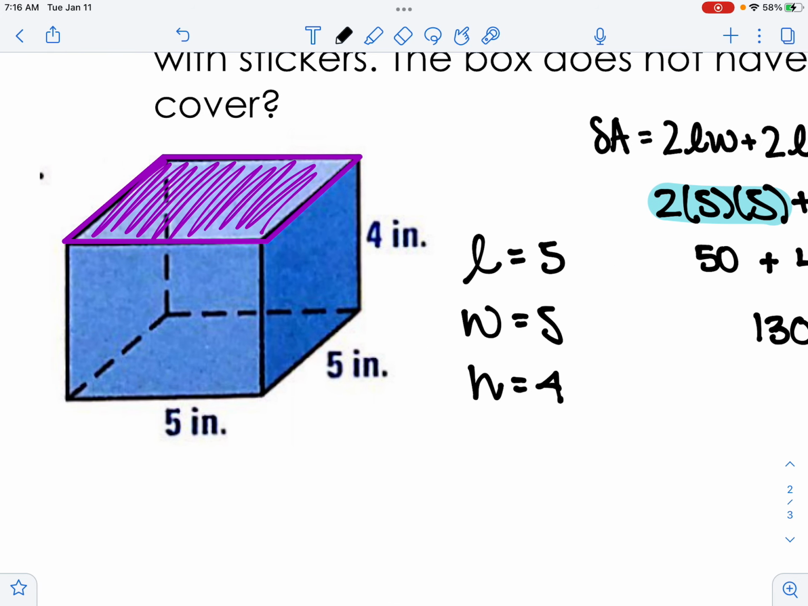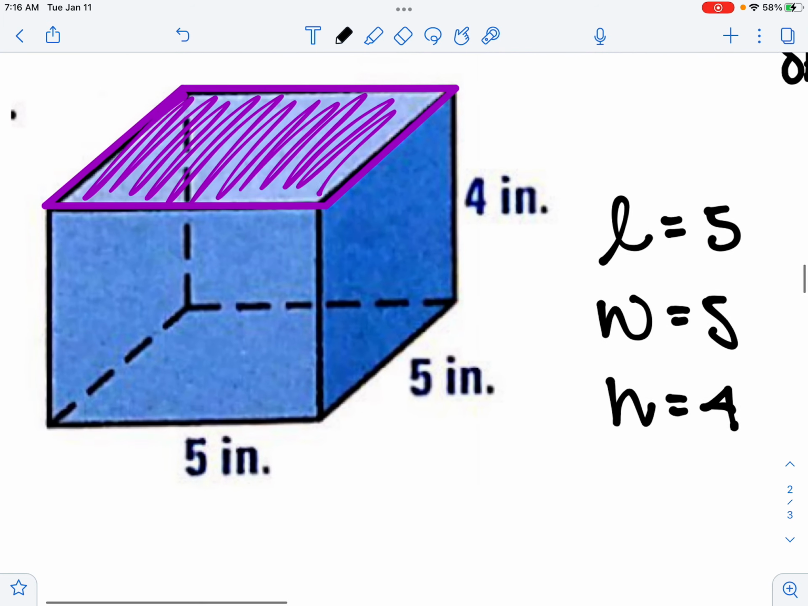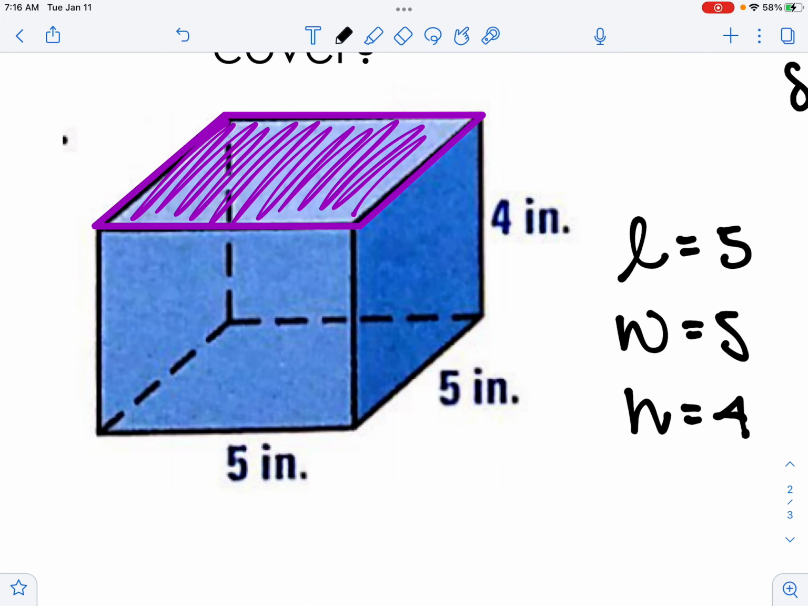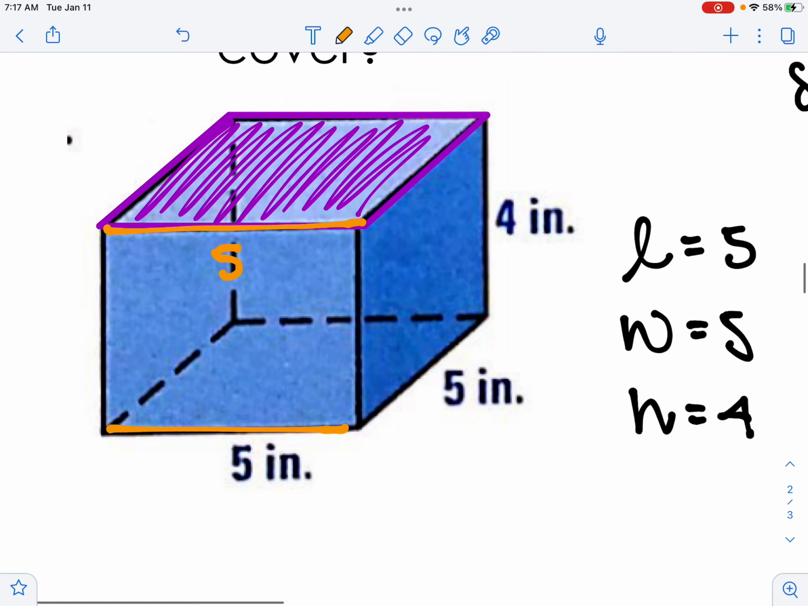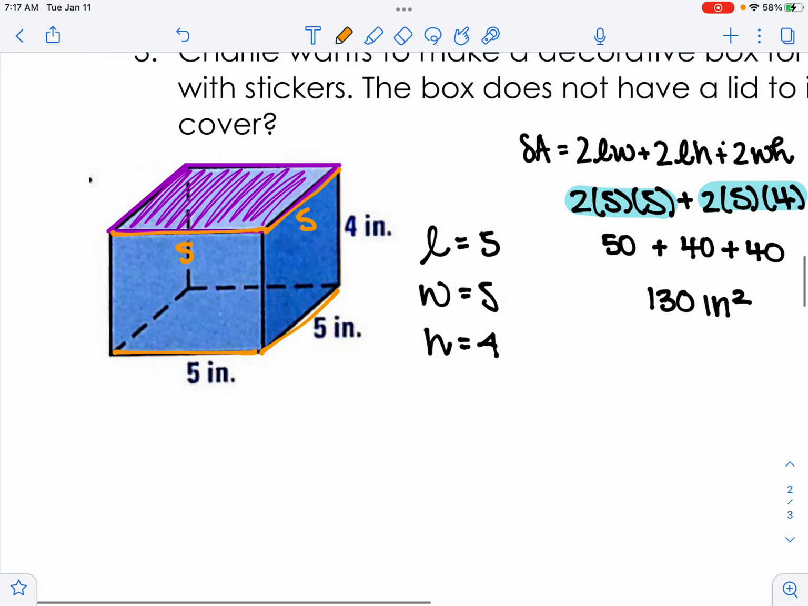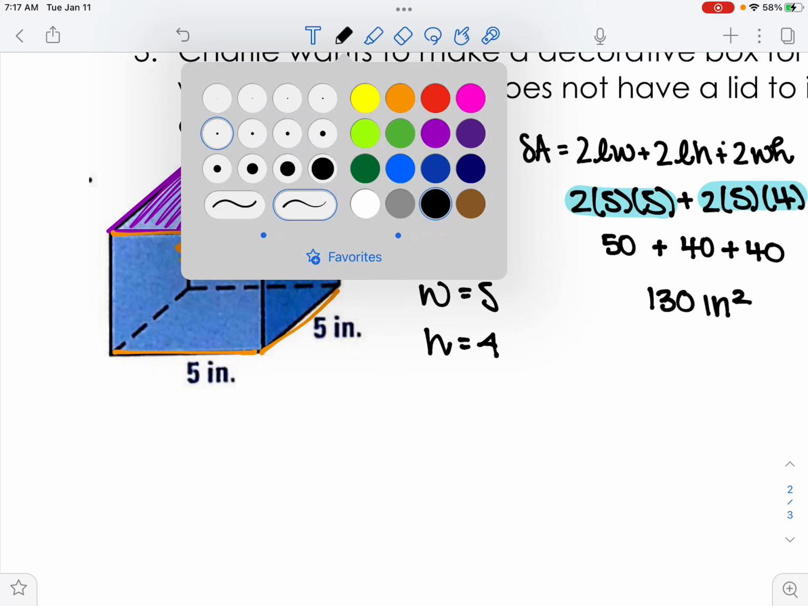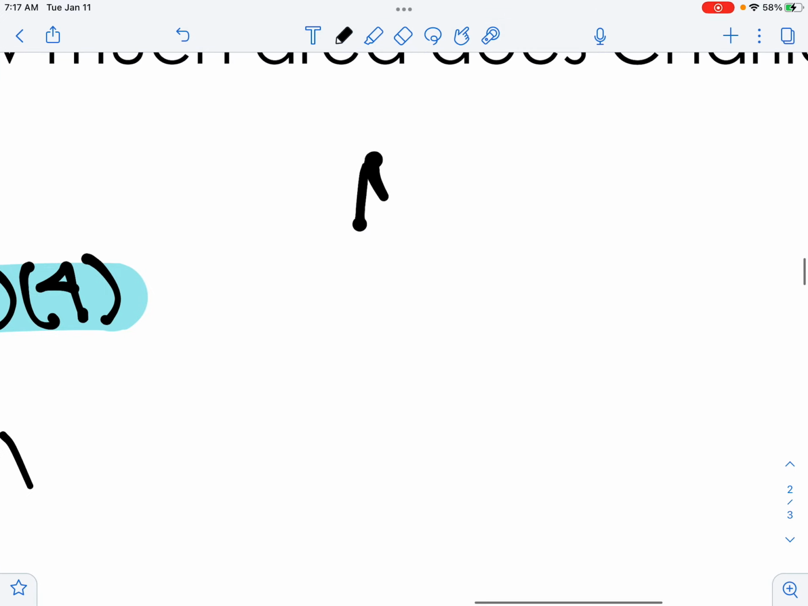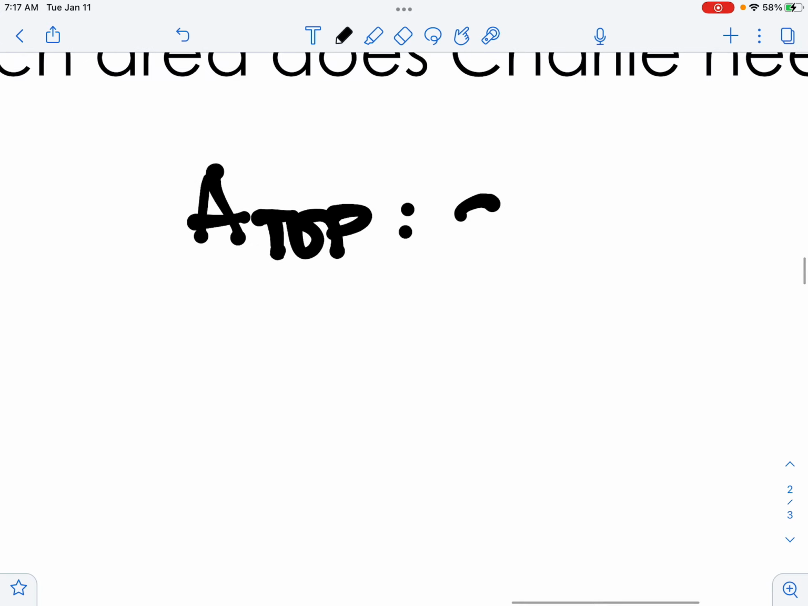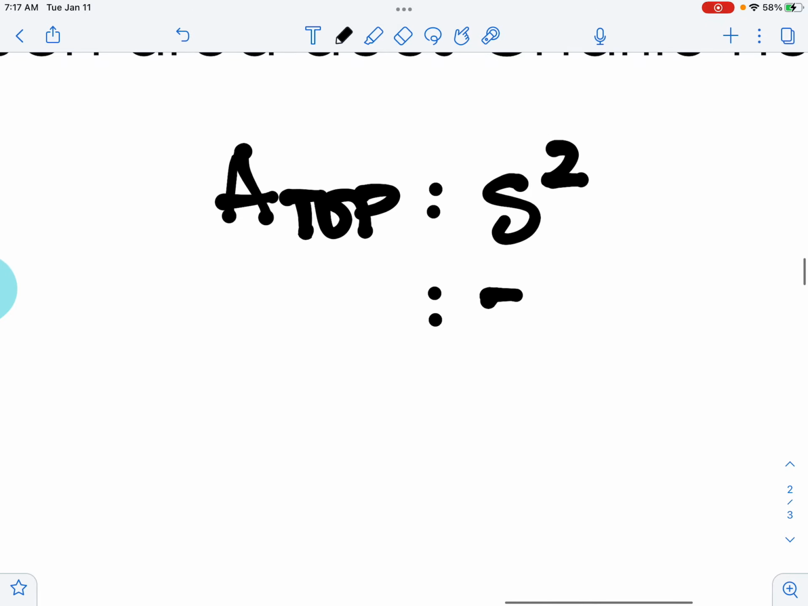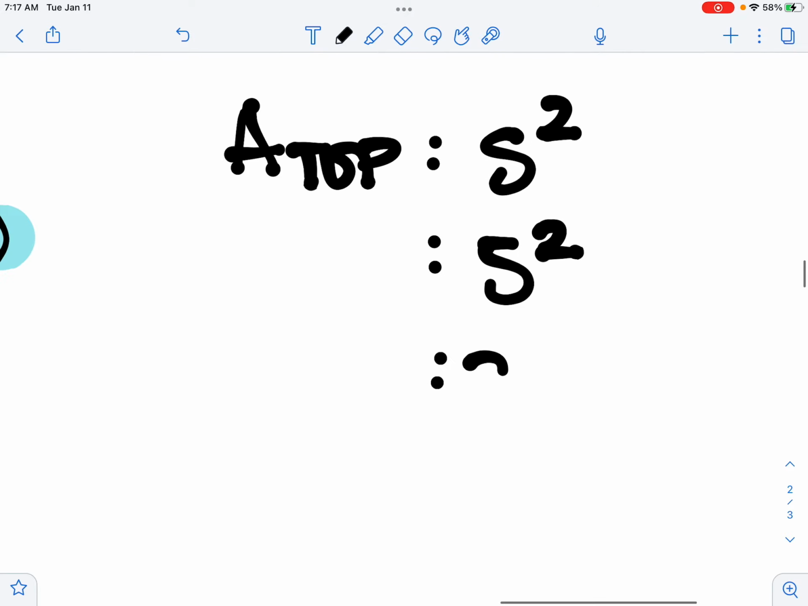And remember that this box doesn't have a lid to it, all right? So if I look at the dimensions of this box, this side length right here is the same as this one right here. So that's 5. And then this side length right here is the same as this one right here. So this is also 5. So to find the area of the top, it's going to be a square, so it's side squared. Or you could do length times width. It doesn't really matter. Either way, you're going to do 5 squared, or 5 times 5, and you're going to get 25.